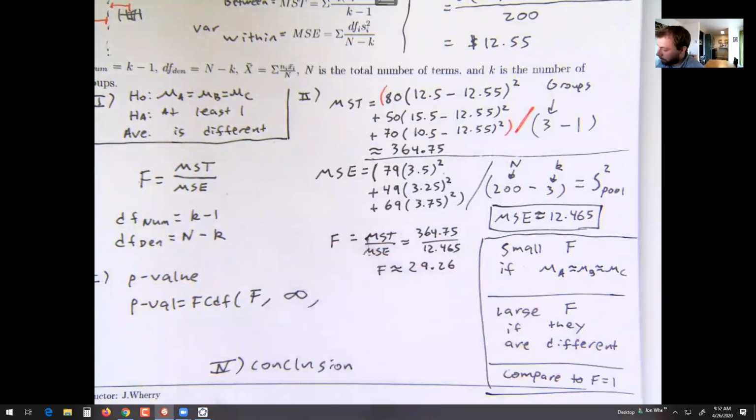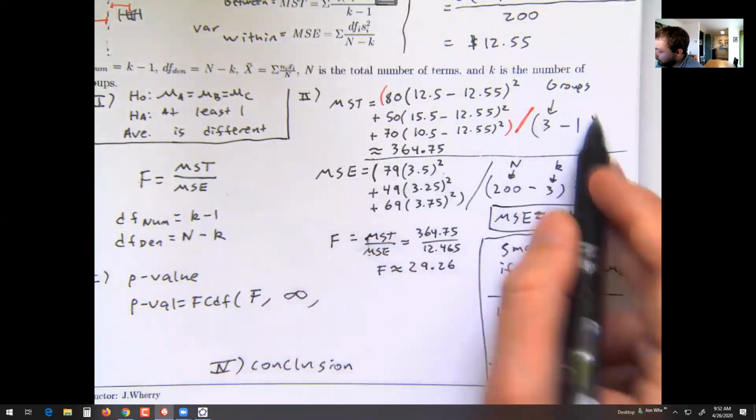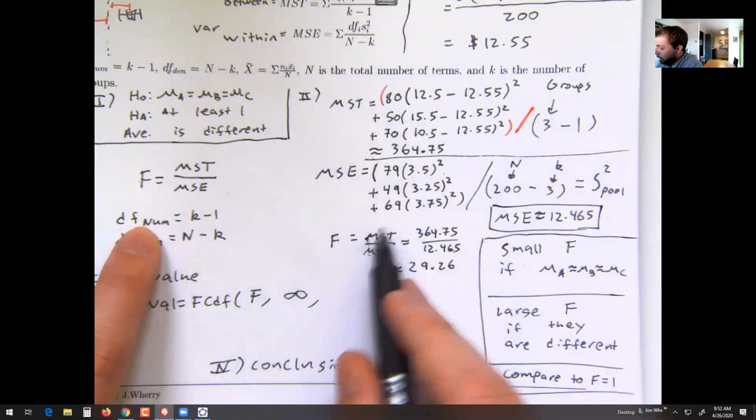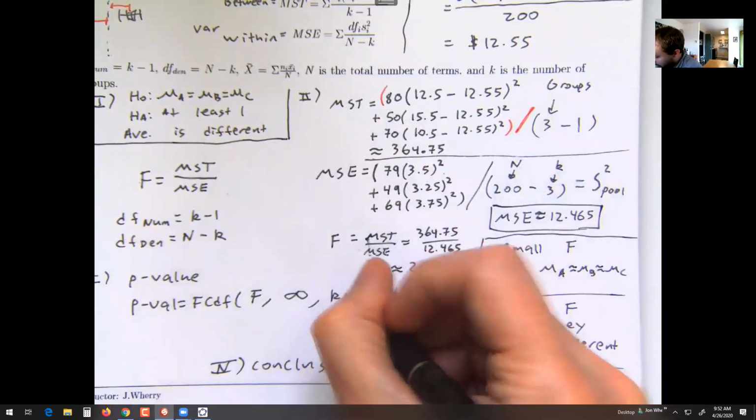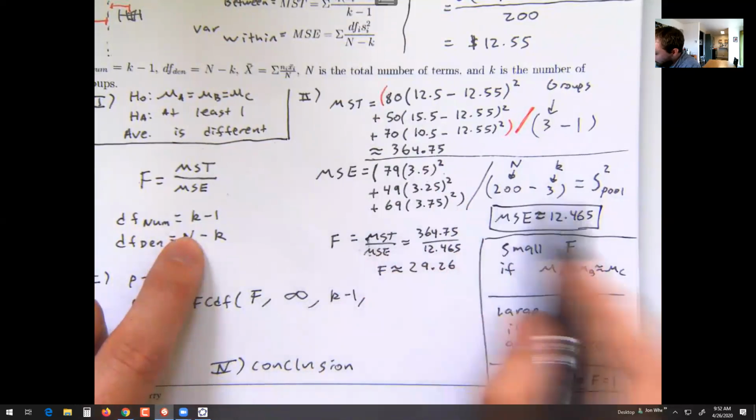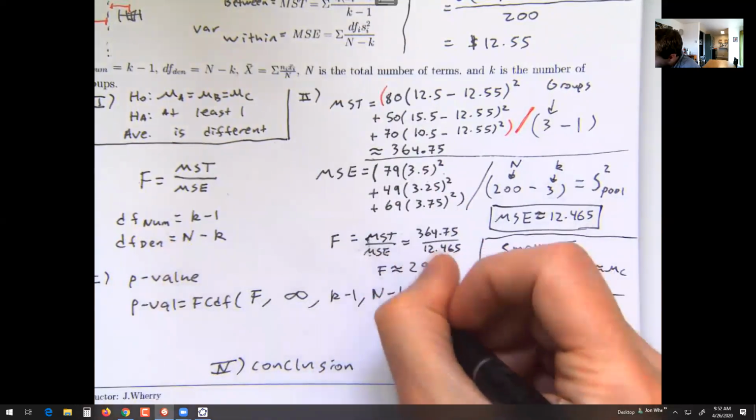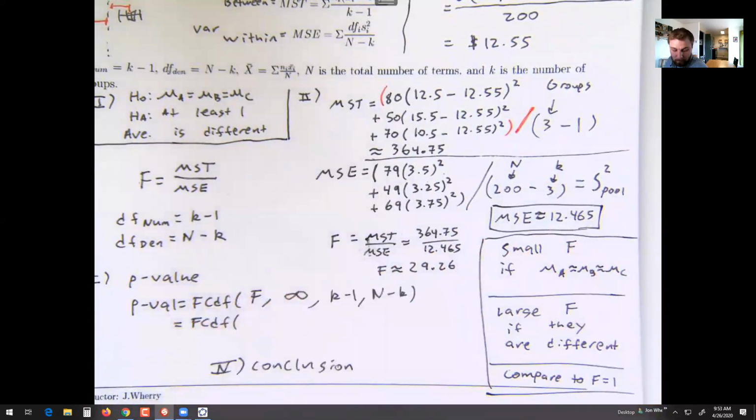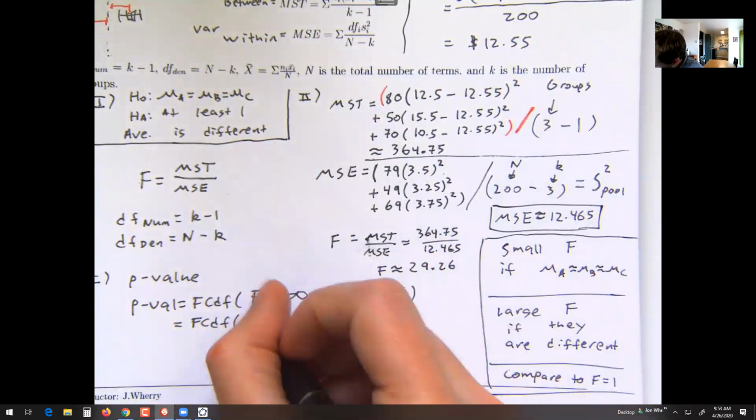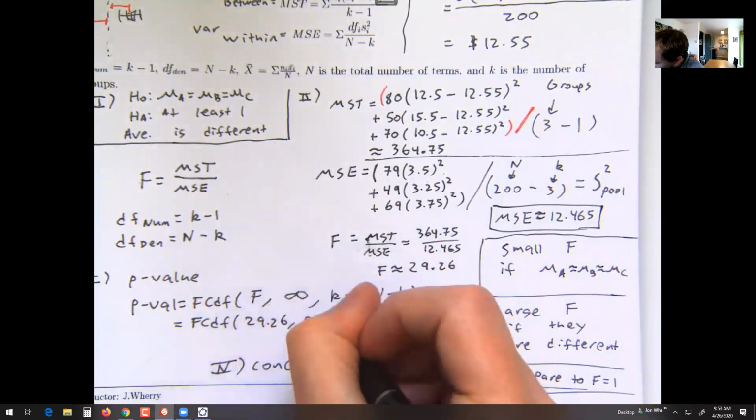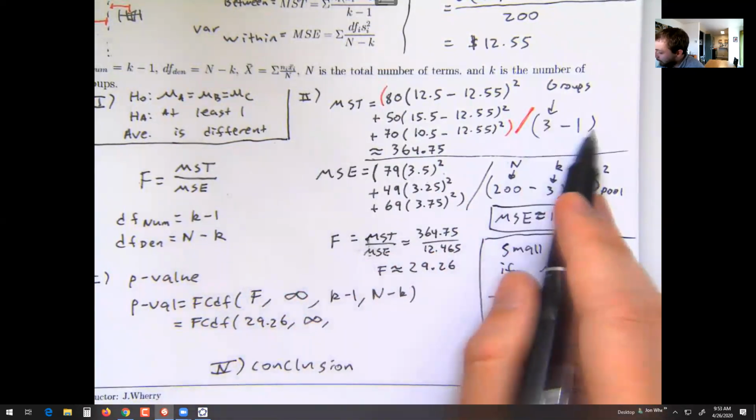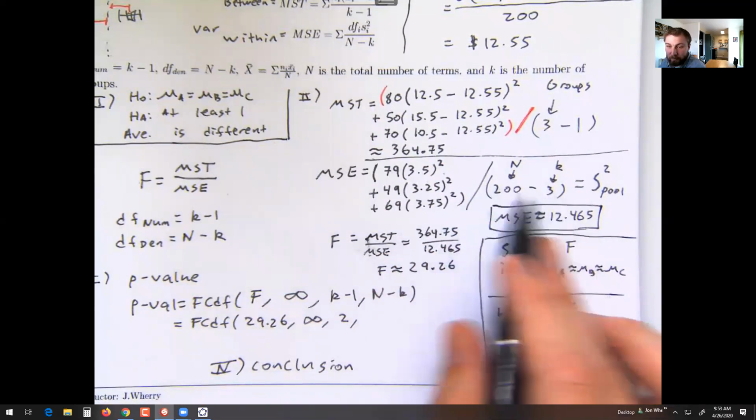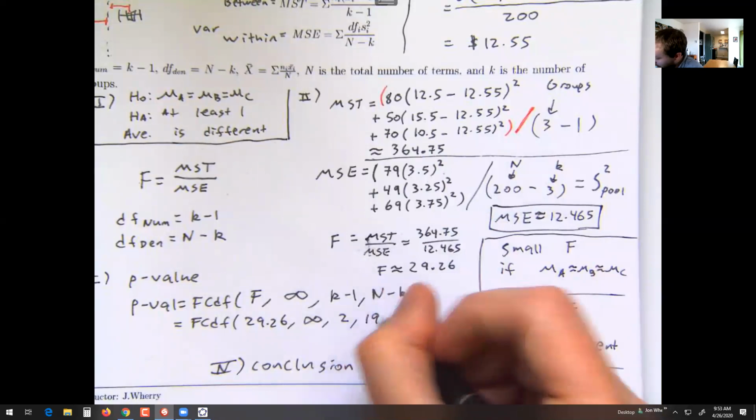comma, it will ask for 2 different degrees of freedom. It wants the first degree of freedom. That's your first denominator here. So the denominator for my numerator was 2, k minus 1. And it'll ask for your second denominator. That's your capital N minus k. So for our setup, I have F-CDF. My F ratio was this 29.26, comma infinity. My first denominator was this 3 minus 1 number, was 2. My second denominator was this 200 minus 3, was 197.